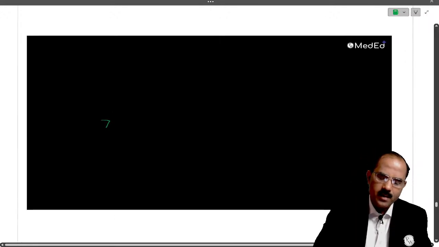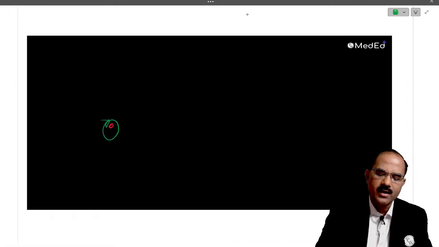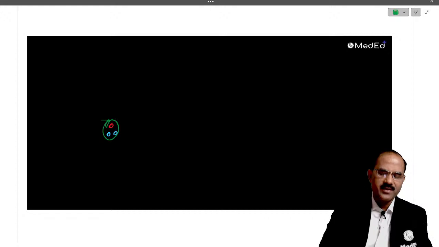So, this is the umbilicus. Tell me what are the contents of the umbilical cord. One umbilical artery and two umbilical veins. No, sorry. One umbilical vein and two umbilical arteries. Which is the vein, left? Left is left. So that's the left umbilical vein and two umbilical arteries.